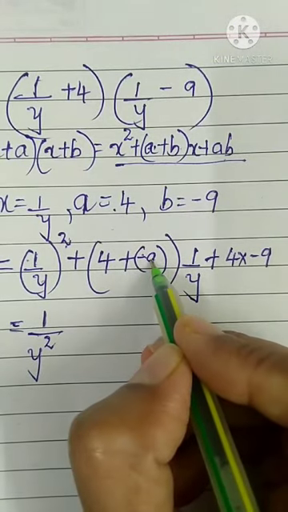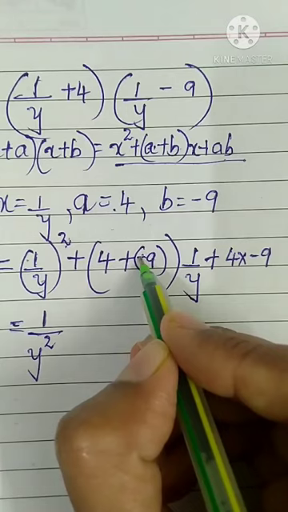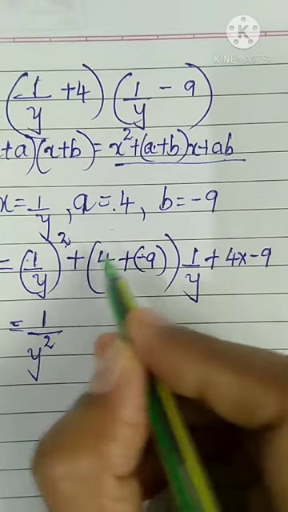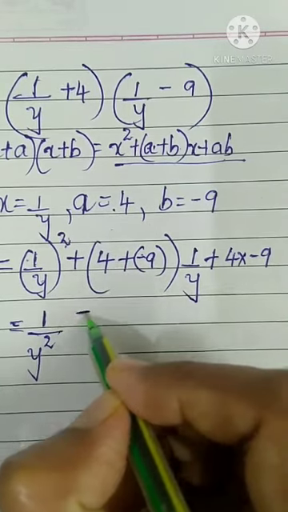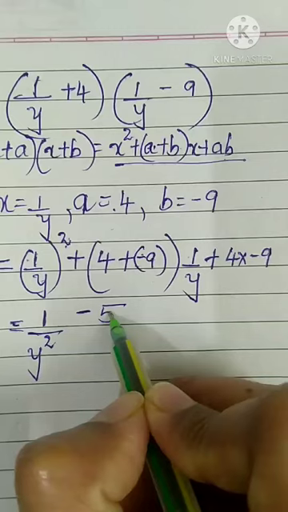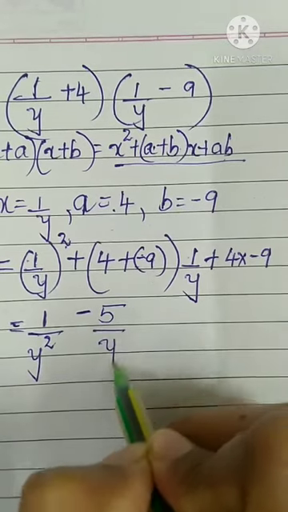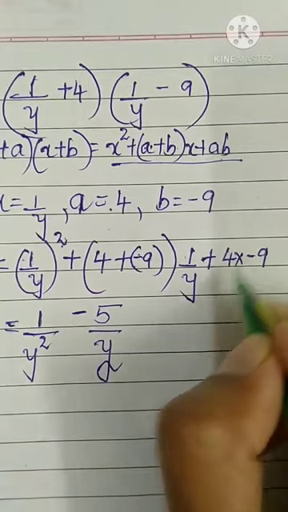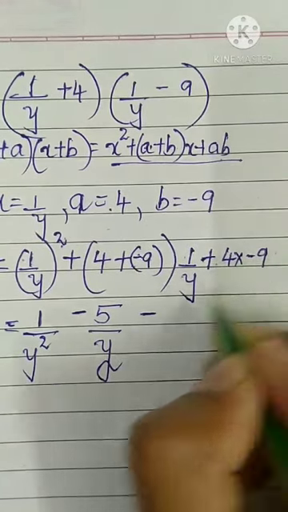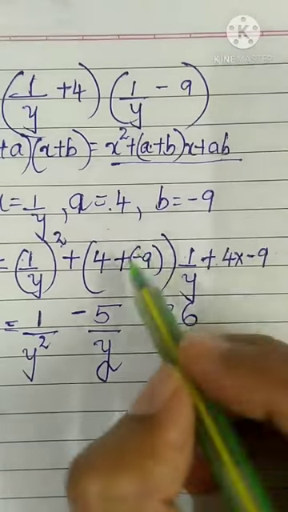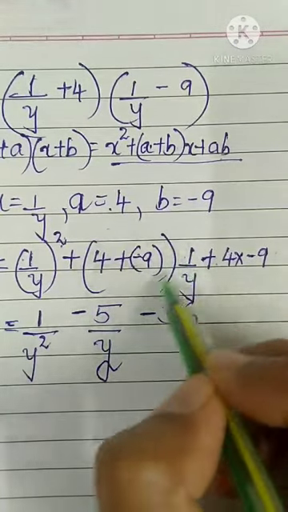9 minus 4, 5. Which is bigger number? 9. What is the sign? Minus. So minus 5. Minus into plus will be minus only. So you have minus 5. 5 ones will be 5 only. And we have y as the denominator. Plus into minus minus. 4 9s are 36. This is the answer. If you want, I will explain it once again.